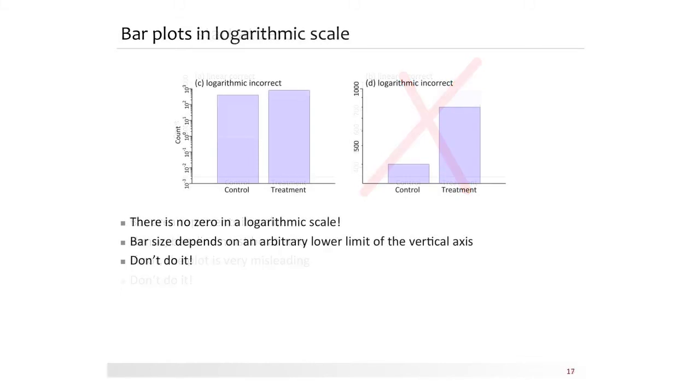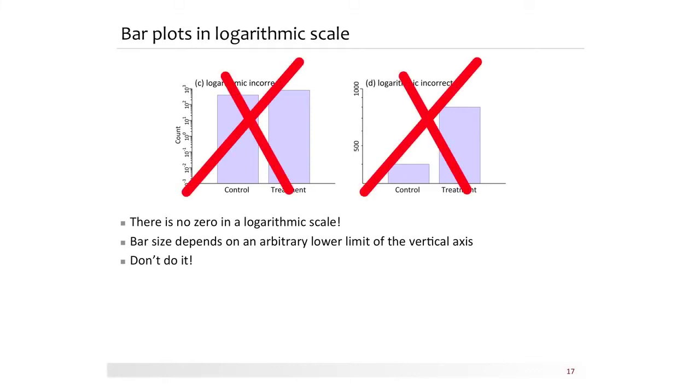The next consequence is that you can't do bar plots in logarithmic scale. I hope this is obvious for everybody, but I need to mention this because obviously there is no zero in the logarithmic scale. You can't do it. So the baseline here, the beginning of the y-axis, is completely arbitrary. You can choose it here, you can choose it there, and depending on where you choose your point, each time this graph will look different. And it's not just real data, it's what you select as an arbitrary threshold here. So, don't do it.